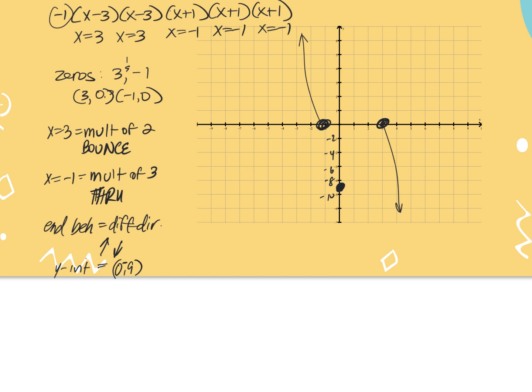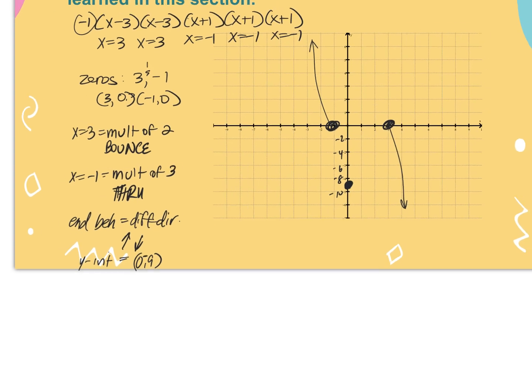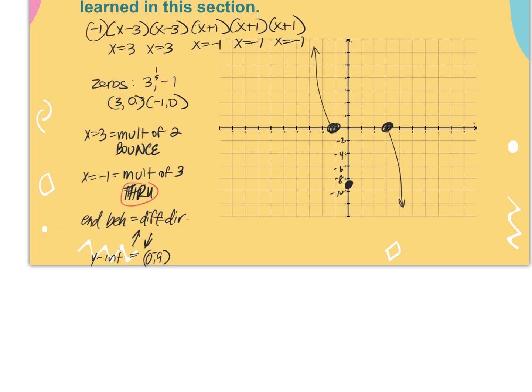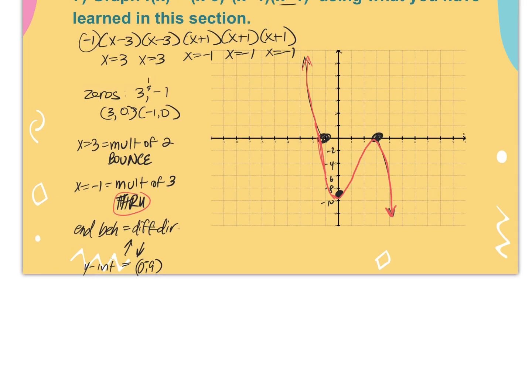And now I have to think about my multiplicity. At negative 1, I'm going to go through it. So we're going to go from up here, go through it, go near that y-intercept if we can, turn back around, and bounce off of 3 and go back down. We're not going through it to the positive numbers. When we bounce, we stay in the zone we're at. If we're in the negatives, we're staying negative. If we're in the positives, we're staying positive, above the line or below the line. So that's how this would look without finding those intermediate values, okay?